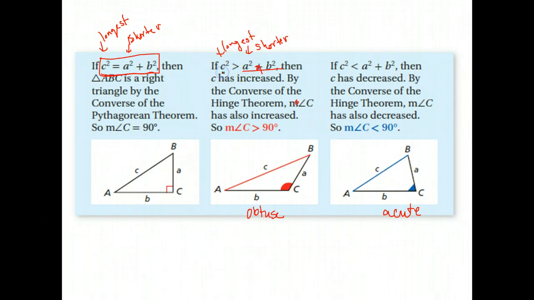Okay. If the longest side squared is greater than, because obtuse means big, right? Bigger than 90. If it's bigger than the other two sides squared and added together, then you have an obtuse triangle. If, on the other hand, your longest side squared is less than the two sides squared and added together, then that tells you that your angle is smaller than 90 and you have an acute triangle. Okay, so that's how we can tell the difference. We use the inequality. Again, bigger means obtuse, and if it's smaller, it's acute. If it's right on equal, then it's a right triangle.